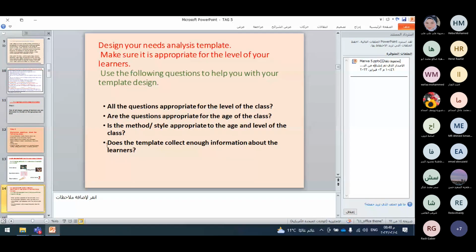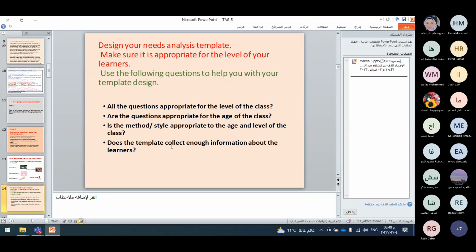Okay, and after we design our needs analysis, we try to think and find answers to these questions. Let's ask ourselves about it. Are all the questions appropriate for the level of the class? Are they appropriate for the age of the class? Or is the method or style appropriate to the age and level of the class? My method of collecting information, an interview, a questionnaire, writing a letter, observation, is this method or style appropriate with the age and level of my class?